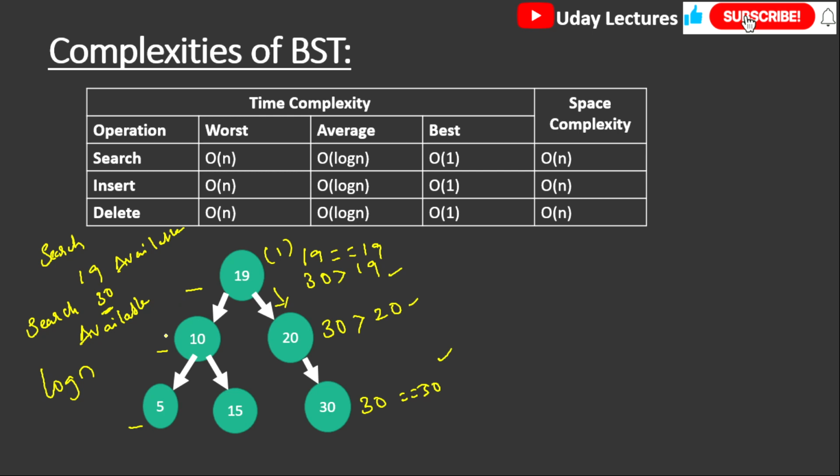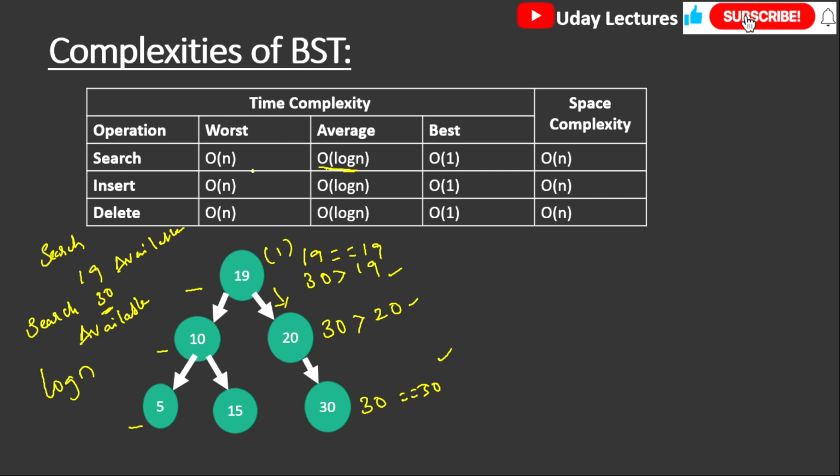So here the number of levels is 3, and the number of comparisons that we took is 3. So the height of this binary search tree is log n. So in the average case scenario, the time complexity can be said to be big O of log n. And that is why in the average case, time complexity for binary search tree is big O of log n.